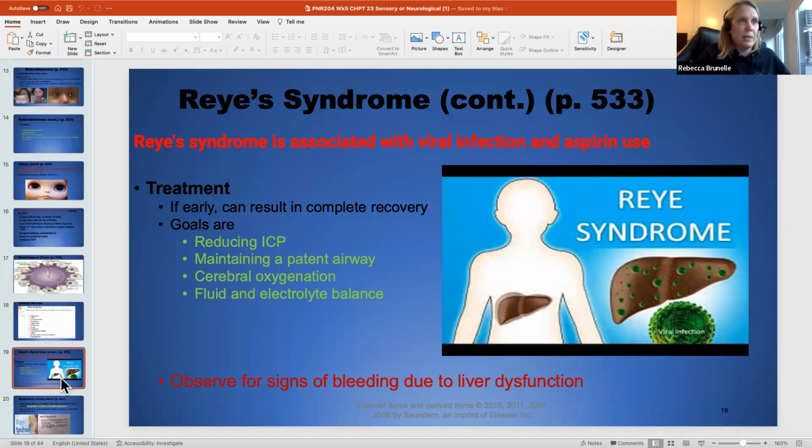So there is something called Reye's syndrome. Has anyone heard of Reye's syndrome? Yes. What medication is associated with Reye's syndrome? Aspirin. And what medication family is aspirin in?